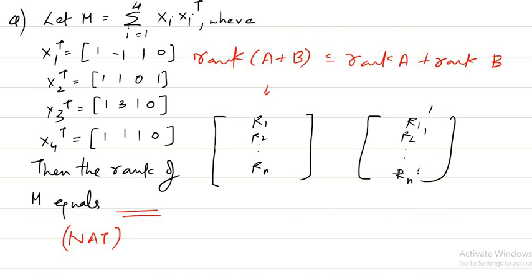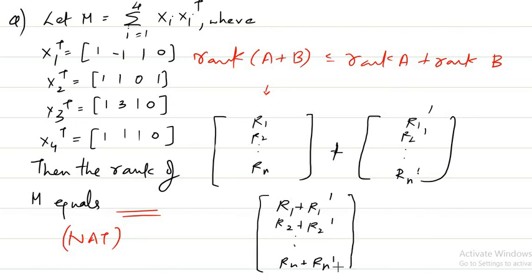Now when you add these matrices, the first row is going to be R1 plus R1 dash, the second is R2 plus R2 dash, etc., up to Rn plus Rn dash. This is kind of an intuition you must get when you do a lot of problems; you'll easily get an idea of how to attempt such problems. What is basically the rank of this matrix?